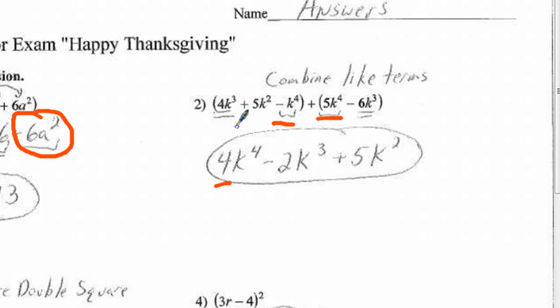If you look at your k cubes, I have 4 of them here. I have minus 6k cubed. 4 minus 6 is negative 2. And remember, the variable and the exponent stay the same when you combine like terms. So don't confuse adding and subtracting with multiplying. So here, the last term is just a 5k squared. We do not have any other k squareds, so it just comes down. Again, this is in standard form.